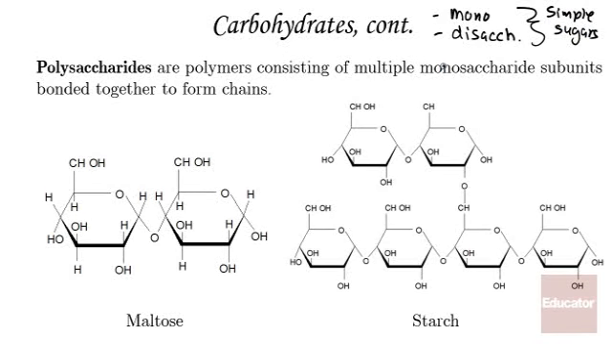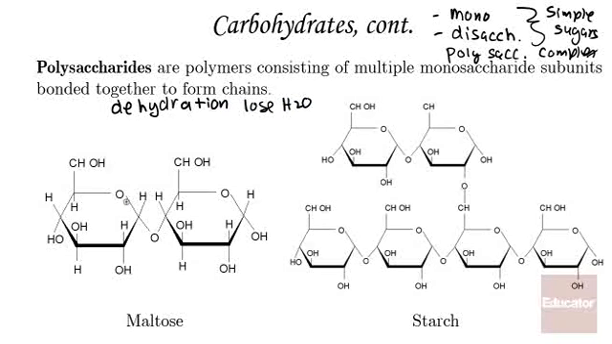If you have more than two subunits, it's called a polysaccharide, and those are complex carbohydrates. So simple carbs or simple carbohydrates, simple sugars, and then polysaccharides are known as complex carbohydrates. The formation of disaccharides or polysaccharides occurs when two monosaccharides join through what's called a dehydration reaction. Dehydration means you lose water, and that's exactly what happens here.